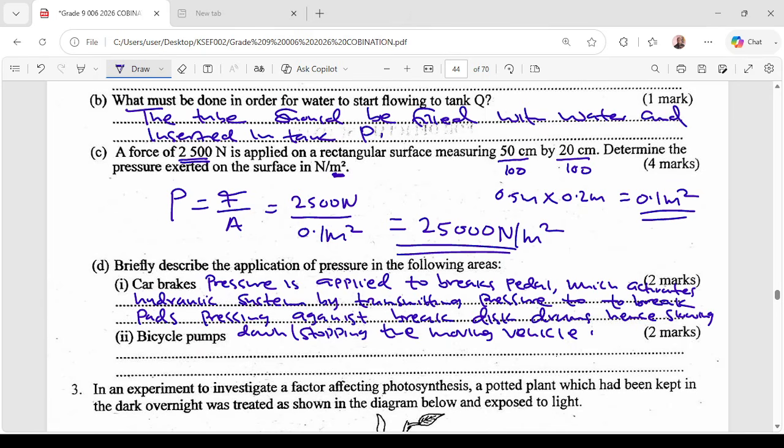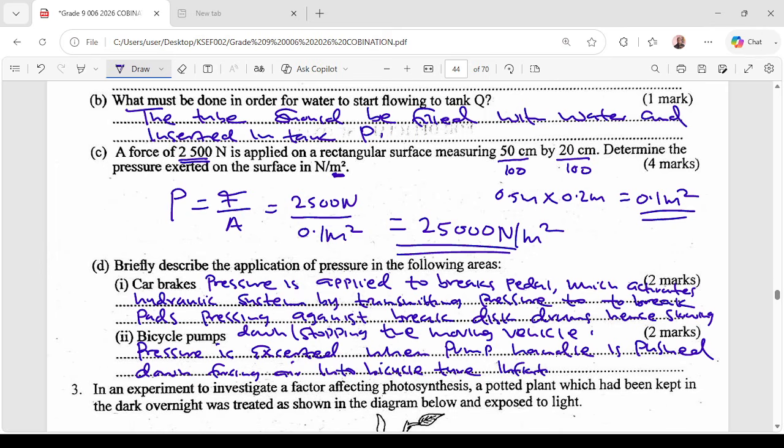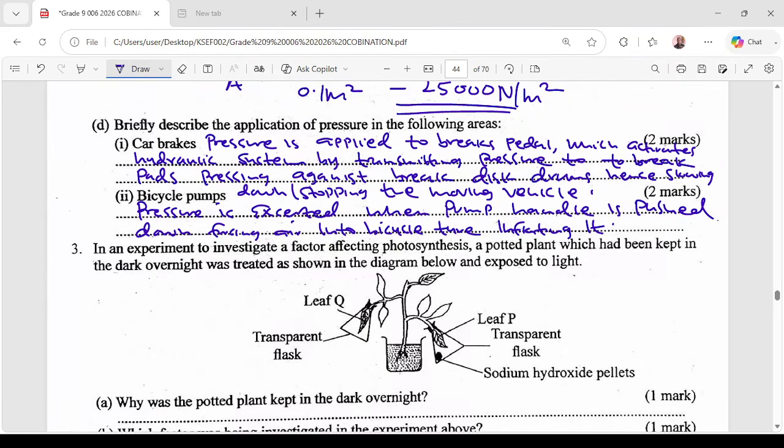Bicycle pumps. Pressure is created when the pump handle is pushed down, forcing air into the bicycle tire, increasing its pressure and inflating it. Inflating it by increasing pressure.